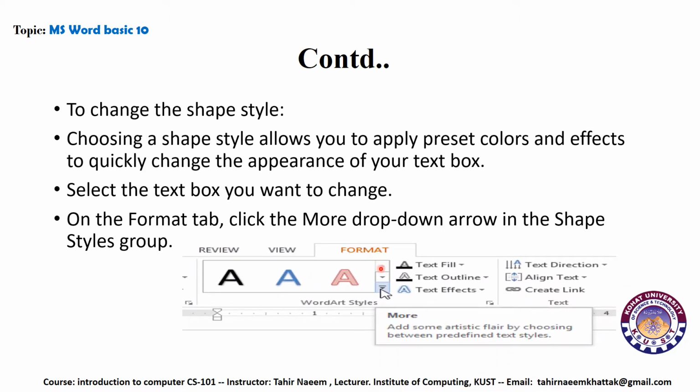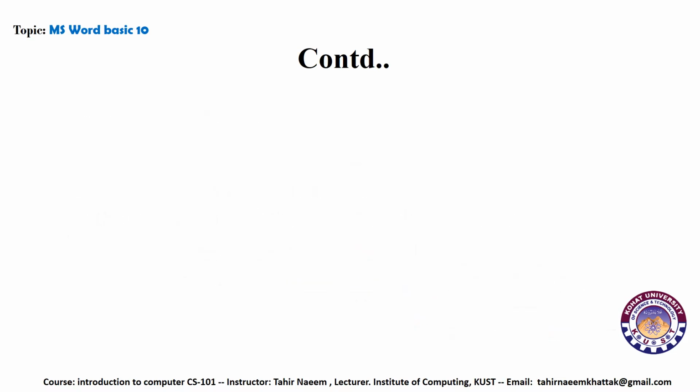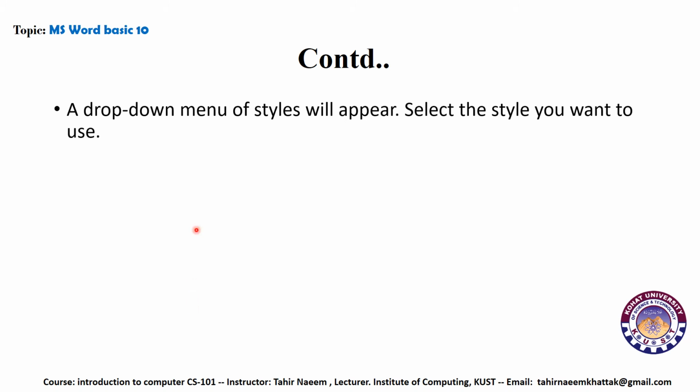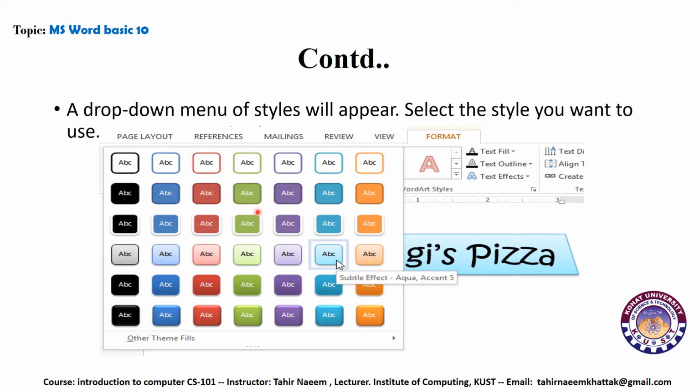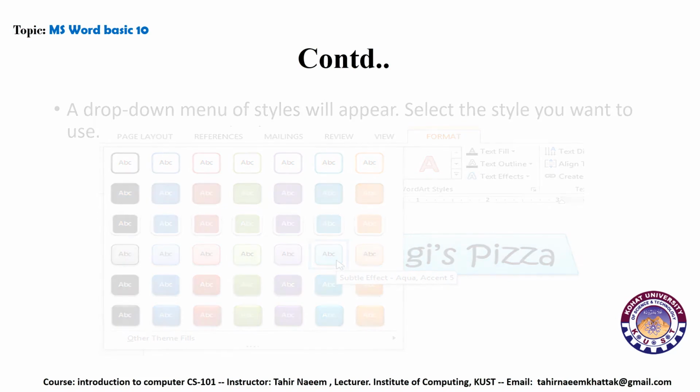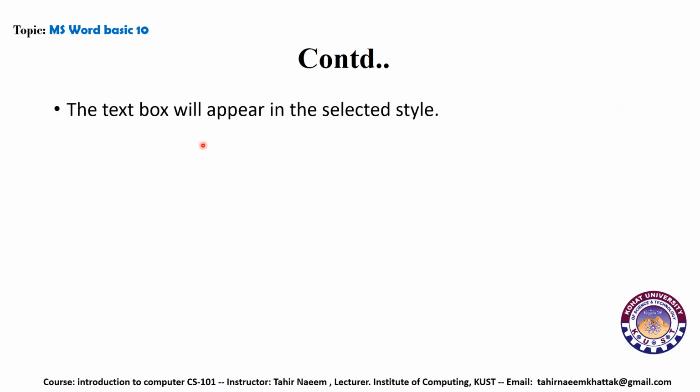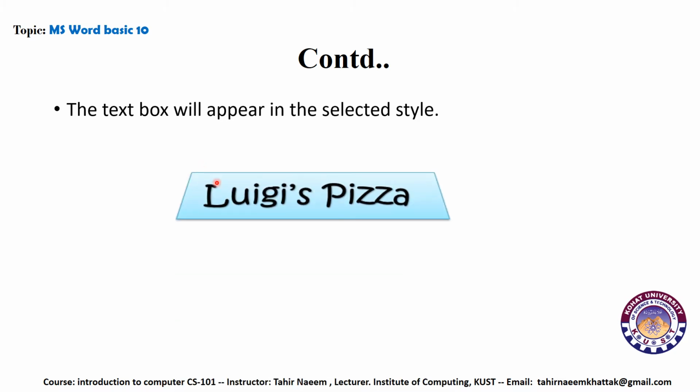As you can see here, when we click on it, there is another option. A drop down menu of style will appear. Select the style you want to use. Here, as you can see, these are the different styles, and we can apply them ourselves. The text box will appear in the selected style. As you can see, when we apply these styles to our text box, like Legui Pizza, it appears in our text box.